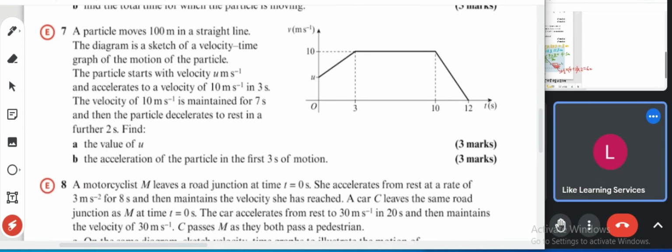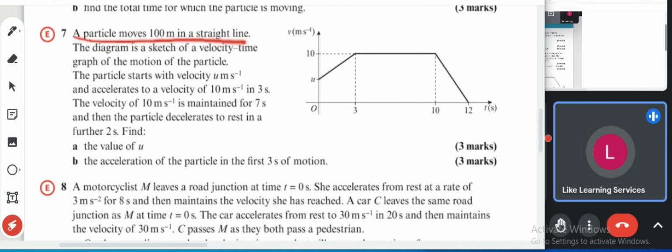Let's even do that. So a particle moves 100 meters in a straight line. It looks like the entire thing is 100 meters. The diagram is a sketch. The particle starts from rest, and in 3 seconds accelerates to a velocity of 10 meters per second. The velocity of 10 meters per second is maintained for 7 seconds. That's after 7 seconds, now at 10. And then the particle decelerates to rest in 2 seconds, down to 12.